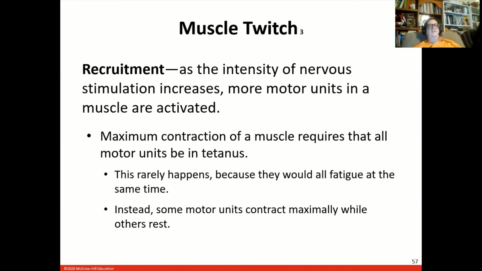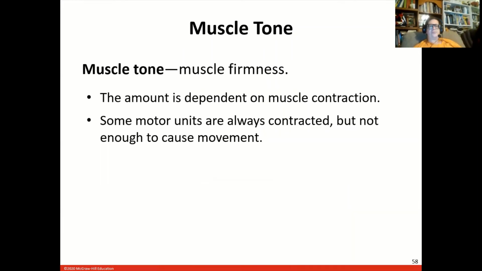You will constantly generate some force because some muscle fibers are in motor units that are contracting while others are resting, and then they'll trade places. So muscle tone is how firm your muscle is, and it depends on muscle contraction. You always have some contraction happening, but usually it's really slight, not enough to cause muscle movement, but it can cause tone, muscle tone, tension, a little bit of tension.